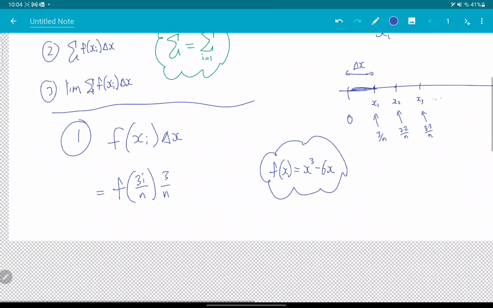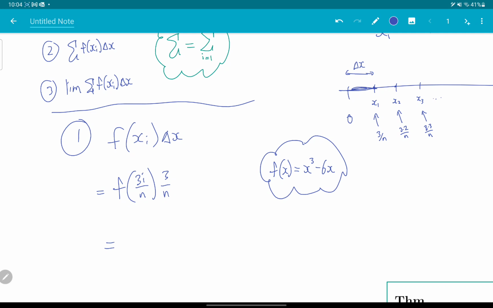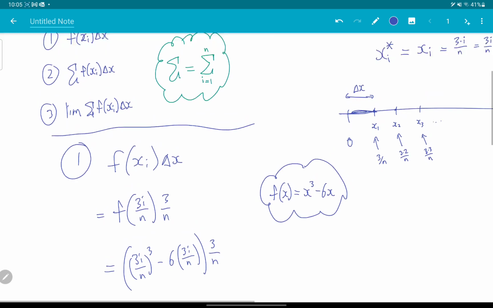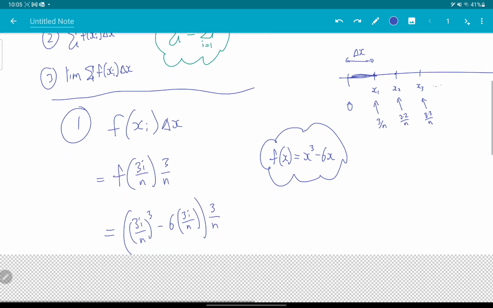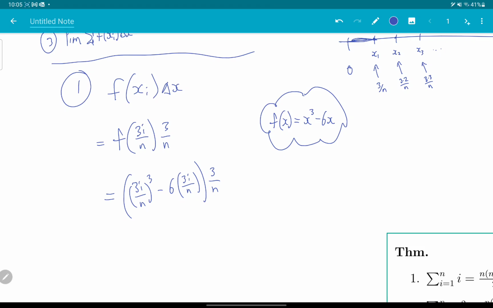Keep that in mind. So here we get 3i over n cubed minus 6 times 3i over n, all multiplied by 3 over n. Okay, so this is getting a little crazy already. I think you see why I'm breaking this up into 3 steps, because it would be quite a mess if I did it all at the same time. As I go, I should simplify. So let's take this and simplify.